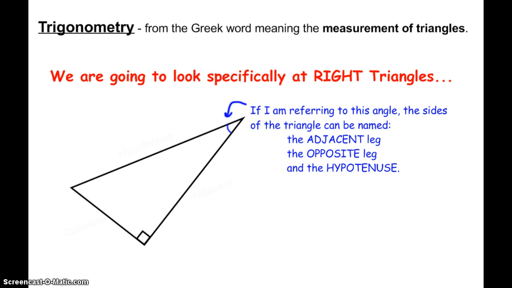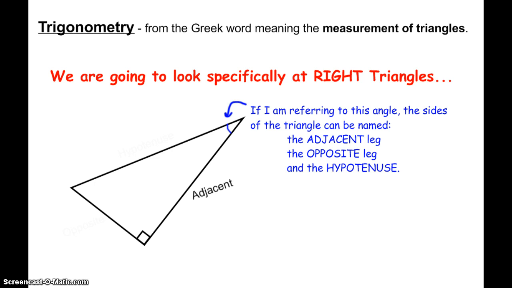So if I start with this angle right here at the top of this triangle, and this is my angle of reference, then I can name all of the sides of my triangle in relation to that angle. So I first can name the adjacent leg, the leg of the triangle which is adjacent to this angle. I have two legs of a triangle, over here on the right and down here on the left. And the one that's adjacent is the one that's touching or next to that angle, which would be this side here.